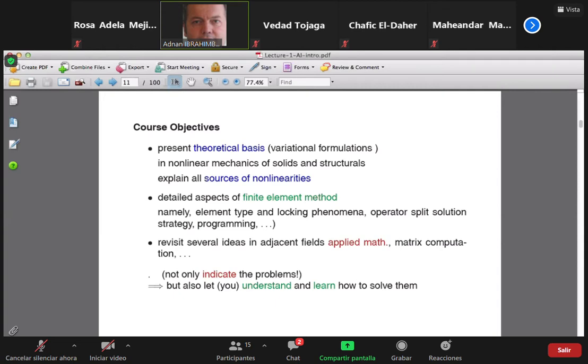So what is the objective that I have in this course? First is to present the theoretical basis, namely variational formulation of problems in nonlinear mechanics, solids and structures, and explain all sources of nonlinearities, and then give you detailed aspects of the finite element method, namely the kind of element types and locking that you can have, operator split solution procedure, programming, and so on and so forth. I will just revisit some of the ideas from applied mathematics. That's not the goal of the course, along with the matrix computation. And basically, the idea is not only to indicate the problem, but to try to understand what the problem is and learn how to solve it.